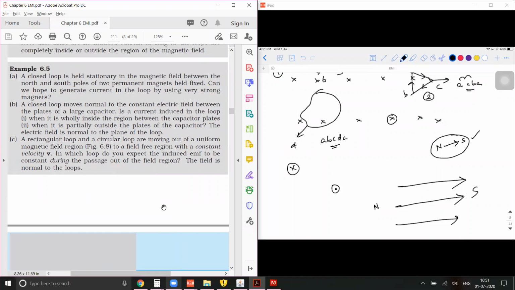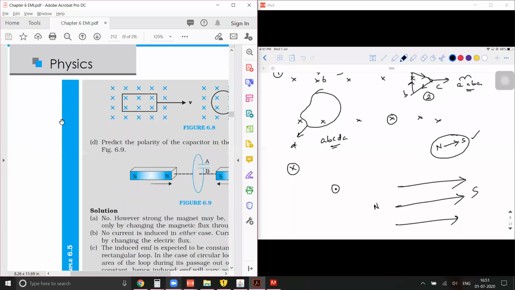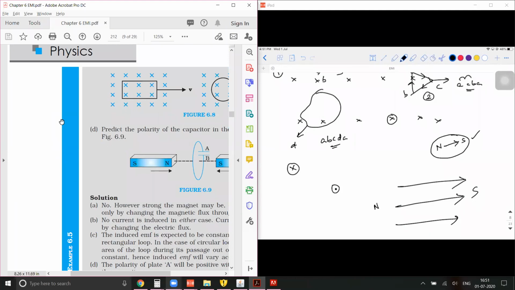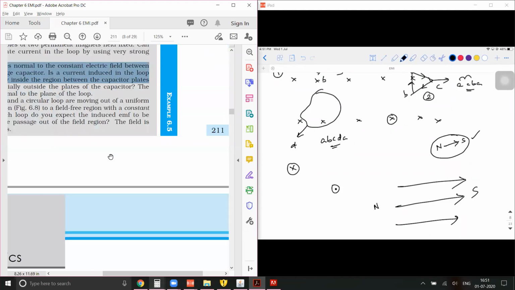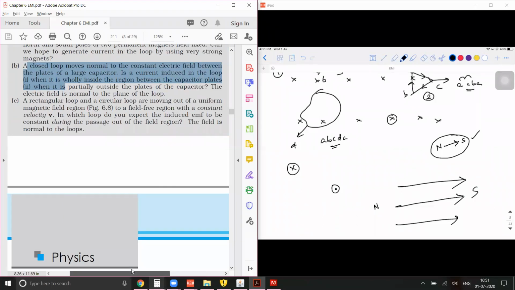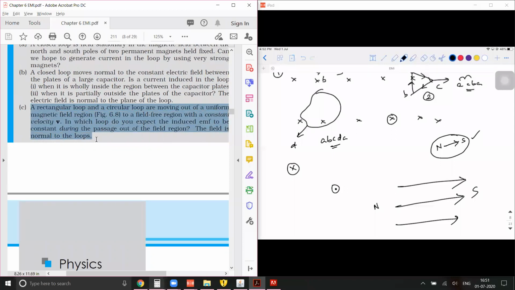Second, a closed loop moves normal to a constant electric field between the plates of a large capacitor. See, this will take some time for me to explain, so I don't want to rush as we don't have much time. This part I will start in the next class. Can you do the C part alone?